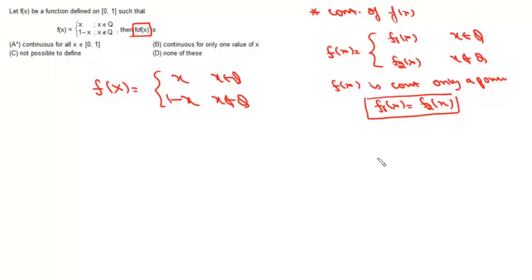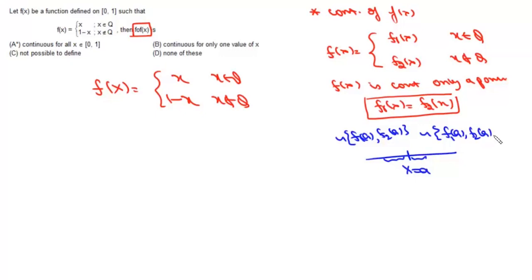Now what is the reason for that? Suppose we have this function which is defined differently for rationals and irrationals. Now at any point a, in the neighborhood of a, there will be infinitely many rationals and irrationals. So if we take its left hand limit, it will be oscillating between f1(a) and f2(a), and on the right hand also it will be oscillating between f1(a) and f2(a).